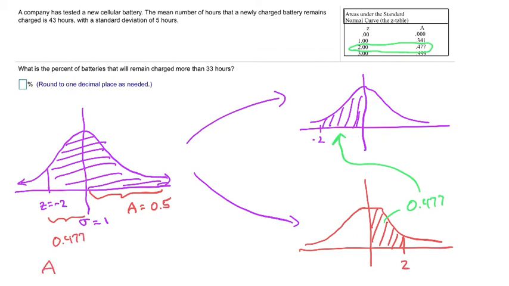So our total area is going to be those two areas added together. So 0.477 plus 0.5 gives us 0.977, or 97.7%. And this gives us our number of batteries that will exceed a value of 33 hours.